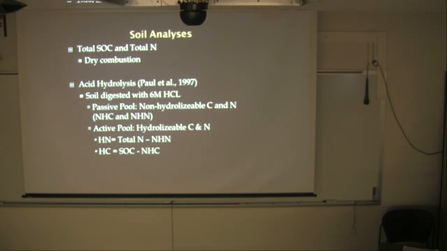For acid hydrolysis, in this procedure, a small quantity of soil is ground to a powder and digested with a strong acid solution. What remains after this digestion period is considered the non-hydrolyzable carbon and nitrogen, and this is considered representative of the more passive pools. Whereas the active pool is the carbon and nitrogen that's hydrolyzed, which is the difference between the total nitrogen and soil carbon pool and the non-hydrolyzable fraction, which would represent more of the active pool.